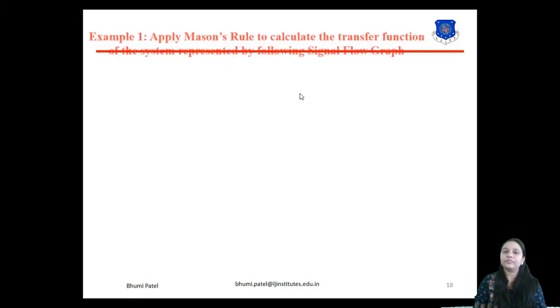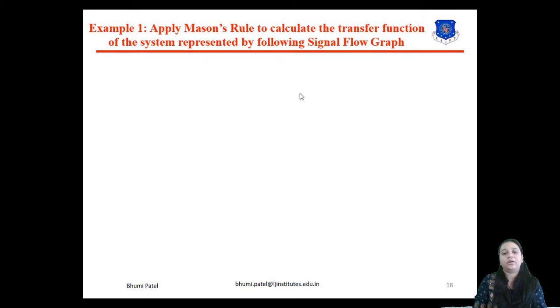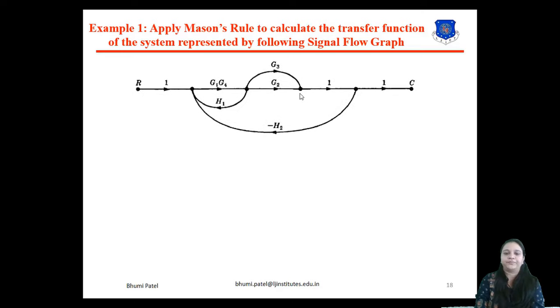Let's take some examples. Example number 1. Apply Mason's rule to calculate the transfer function of the system represented by the following signal flow graph. Here the signal flow graph is given. The first step is to find the number of forward paths. You can see in this diagram there are two forward paths. P1 is equal to G1, G4 into G2, and P2 is equal to G1, G4 into G3.